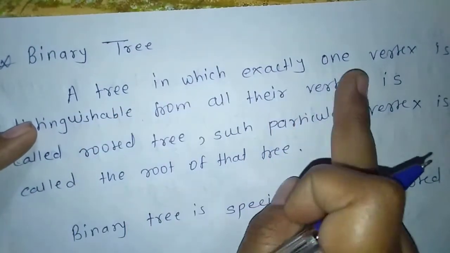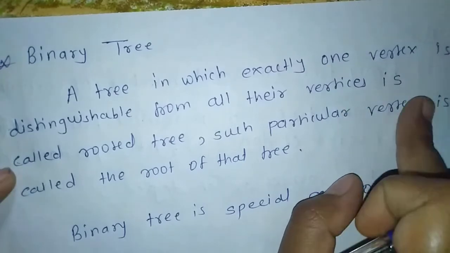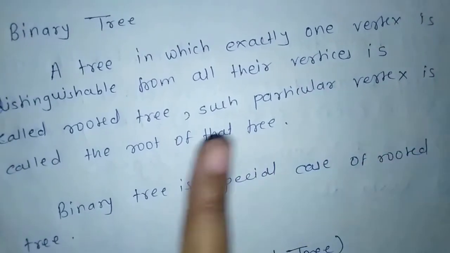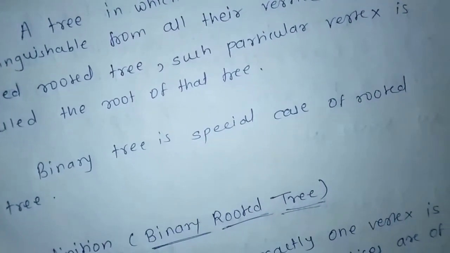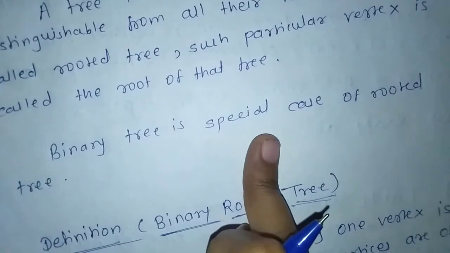A tree in which exactly one vertex is distinguishable from all the other vertices is called a rooted tree. Such a particular vertex is called the root of that tree. Binary tree is a special case of rooted tree.